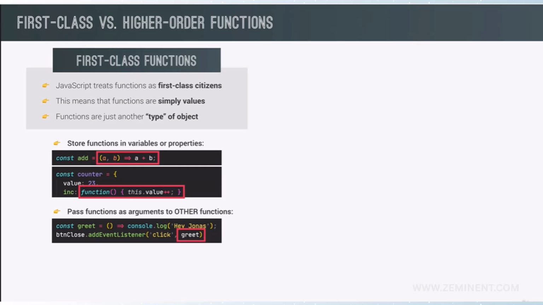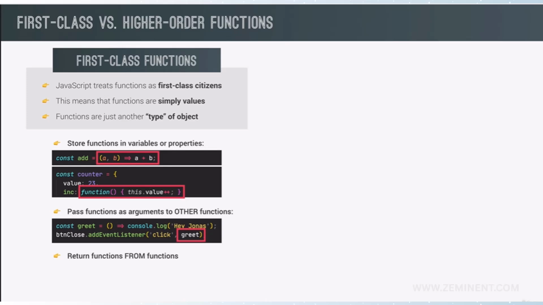We can also pass functions as arguments to other functions. We actually already did that before when adding event listeners or event handlers to DOM objects. So here we have the addEventListener function that you already know, and we clearly passed the greet function into the addEventListener function here as a value, right? Now, to make it even more interesting, we can also return a function from another function.